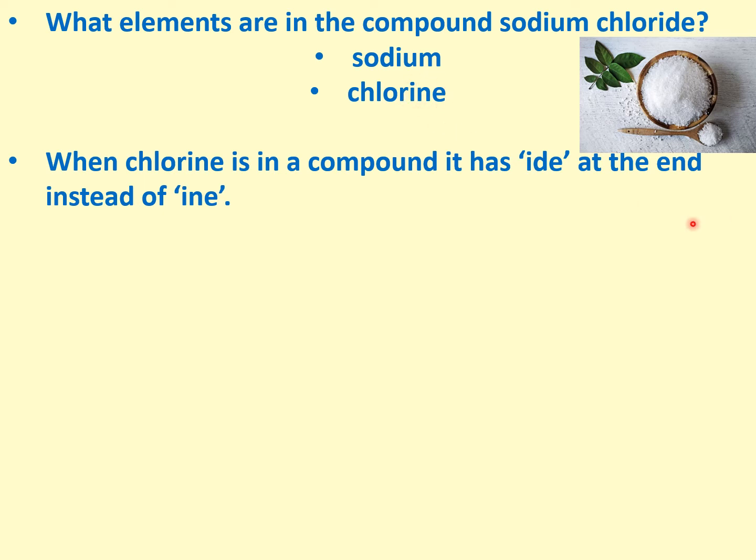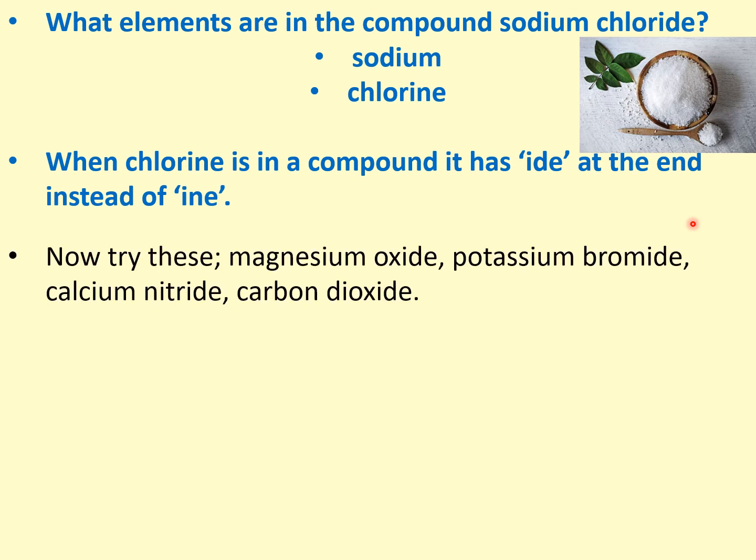It's good to become familiar with the names of the elements, although you won't be asked at this stage to name compounds. So have a go at these: magnesium oxide, potassium bromide, calcium nitride and carbon dioxide. Pause the video now and write down what elements you think are in each of those, and I'll give you the answers in a sec.